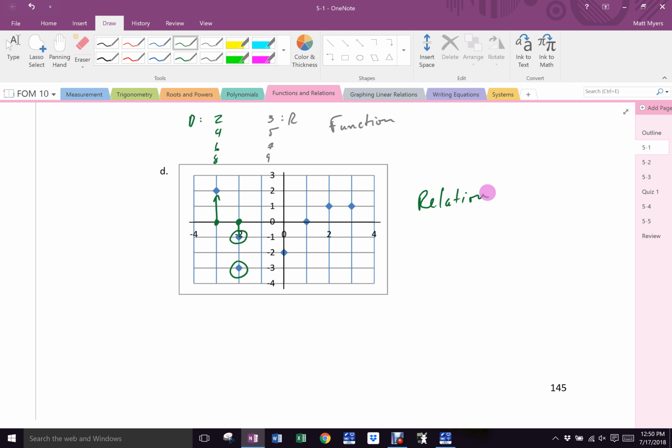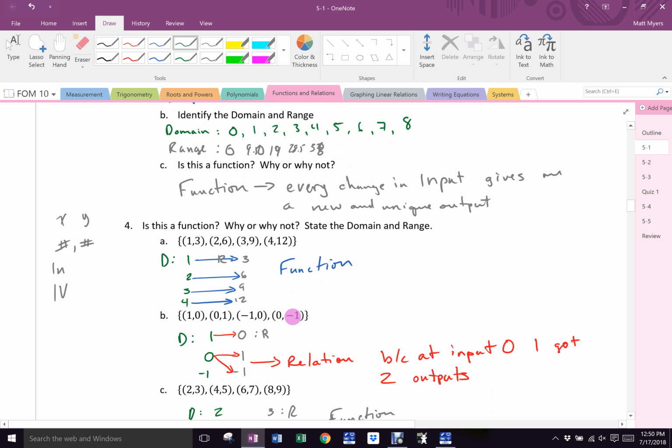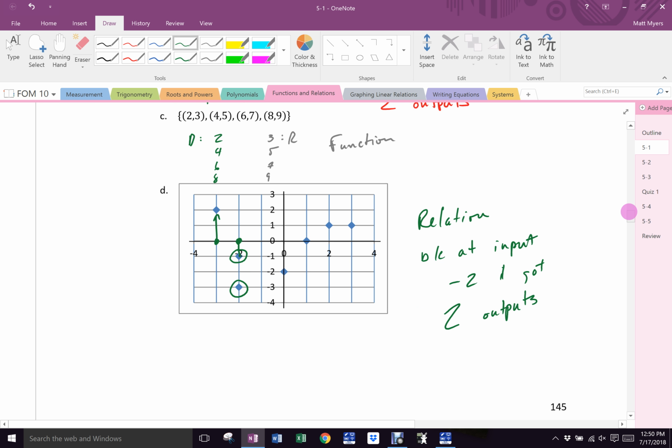Okay. Why is this a relation? Because at input -2, I got two outputs. There and there. And that's not allowed. Everybody cool? Now, look at the difference. When I had a list, I actually had to write it out, didn't I? But when I had a graph, I could just see that at that x value, I hit two y values, didn't I?